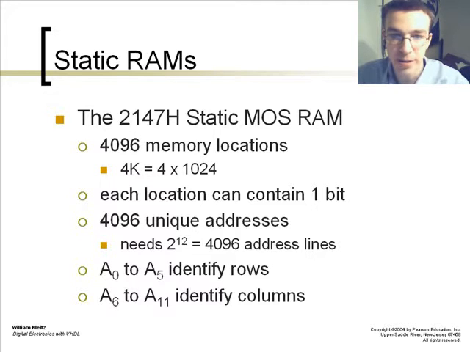The 2147H static MOS RAM has 4096 memory locations. It's a 4K RAM. It's 4 by 1K, 1024. Each location can contain 1 bit. 4096 unique addresses. That corresponds to 2 to the 12th power, and it's got A0 to A5 identifying rows, and A6 through A11 identifying columns.